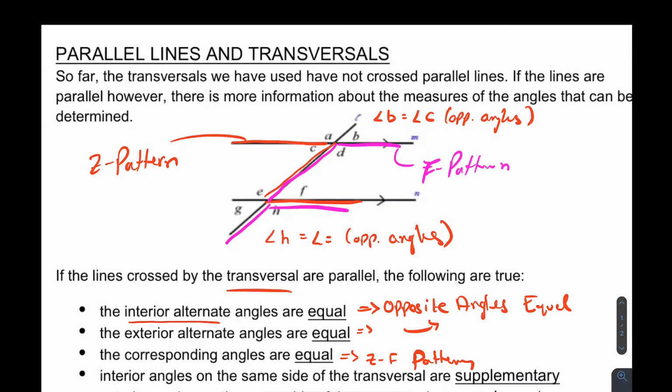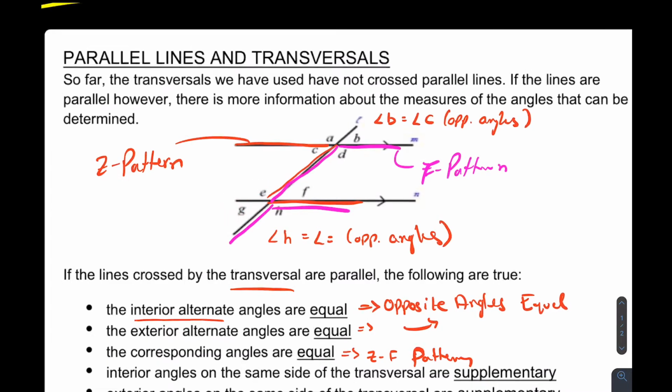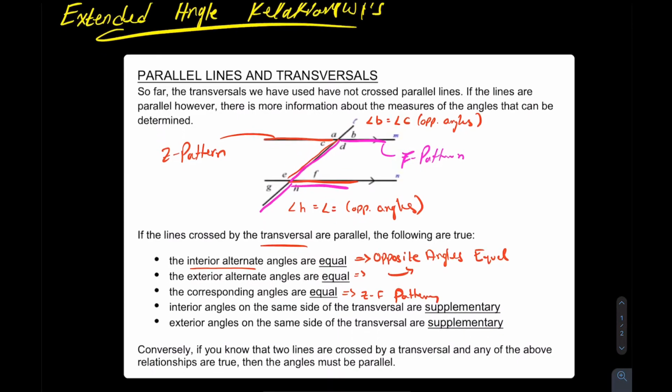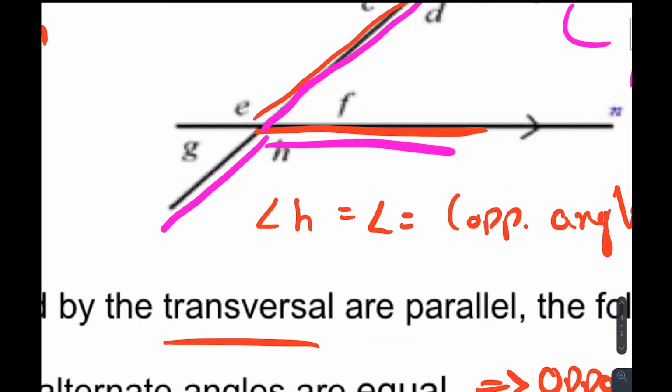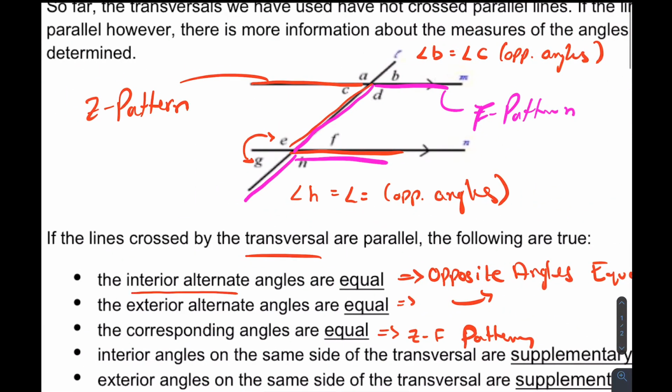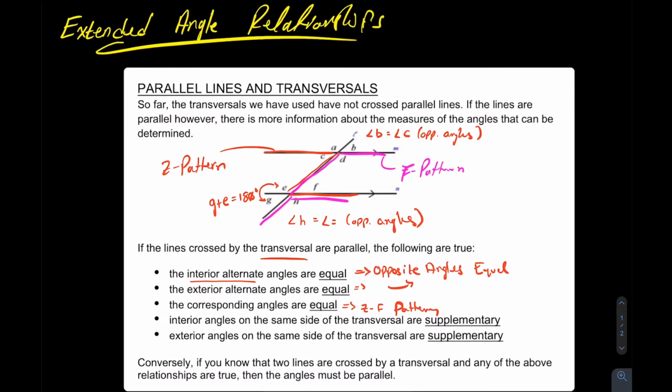So remember, this is our transversal, and for the same side of a transversal, we would be talking about something like G and E. And this makes sense that they're supplementary, right? Because if we add G plus E, what angle would those make? Well, it would make the angle of a straight line, which is our central line here. And the angle of a straight line is 180 degrees. So G and E should add up to 180 degrees.